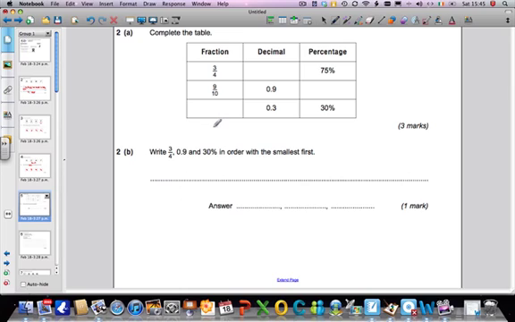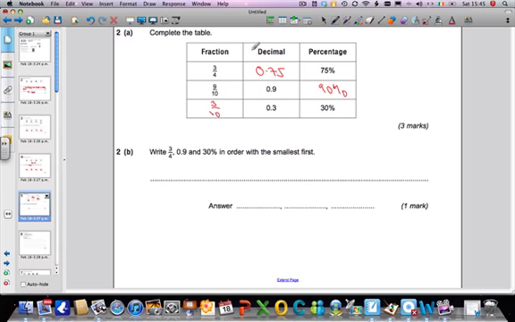2a, we're asked to complete this table. It's always good value for money to just learn these, learn off the basic fractions, what 1/4 is as a decimal, what it is as a percentage, what a half is, what an eighth is, what a third is. It's just good habit to just know what they all are. Right, so 3/4 written as a decimal is 0.75. 9/10 written as a percentage is 90%. And 0.3 and 30% written as a fraction is 3/10.